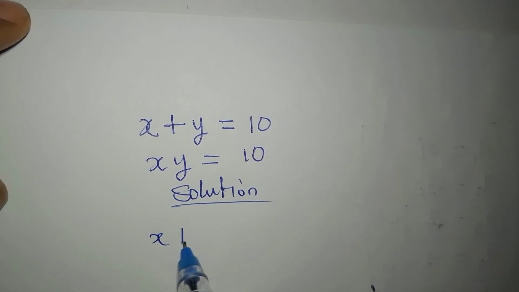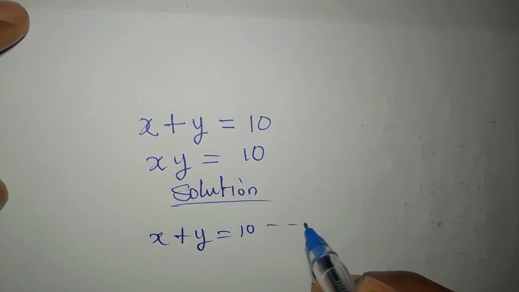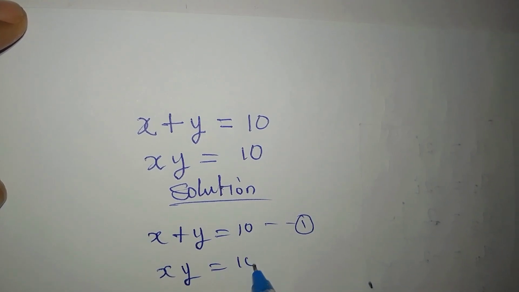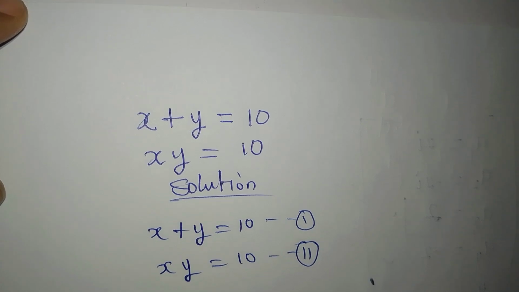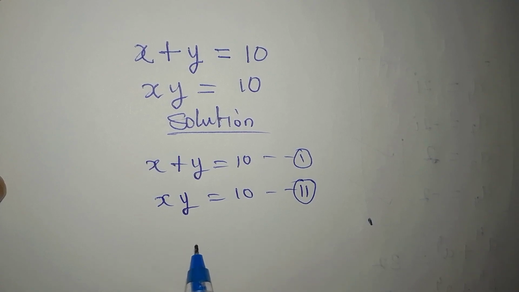Okay, so we have x plus y equals 10. Call this our equation 1. Then xy equals 10 again. Call this equation 2. Now, what do we do? I am not going to solve this using the elimination method, but I will solve it simultaneously using the substitution method.